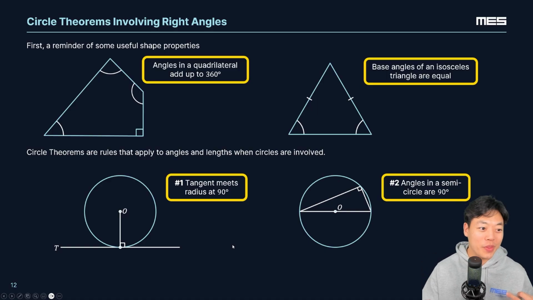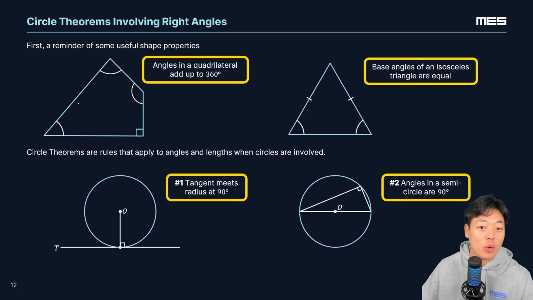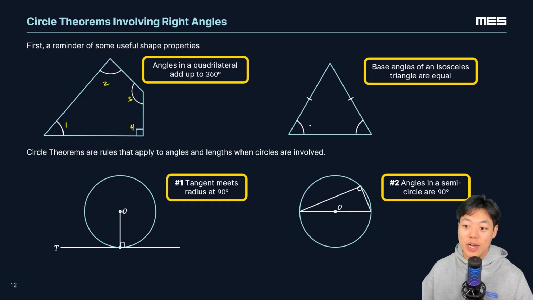Let's go over some circle theorems involving right angles and some general angles as well. First, some reminders of useful shape properties. Angles in a quadrilateral add up to 360. So all these angles here, 1, 2, 3, 4, will add up to 360. The base angles of an isosceles triangle are equal, right? These angles are congruent because the opposing sides are congruent.